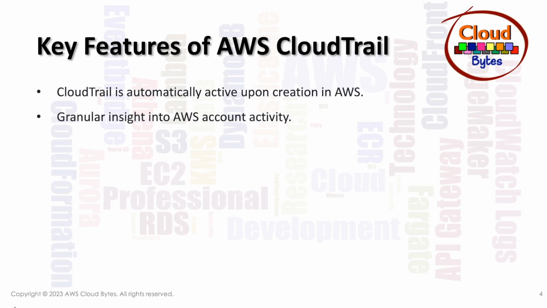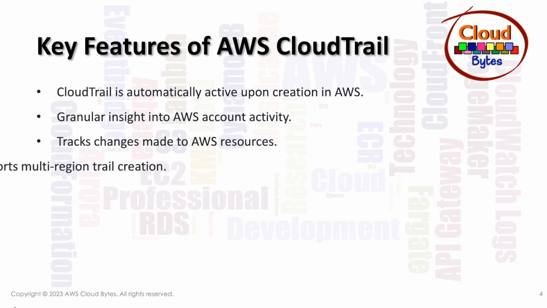It gives you granular insight into AWS account activity. One of the standard features is the granularity of the information that is provided. All the activities that are being performed have detailed information about who did it, what, and when. It tracks changes made to AWS resources. So CloudTrail tracks changes to all the AWS resources that you have, allowing you to trace modifications and understand the impact of those modifications.